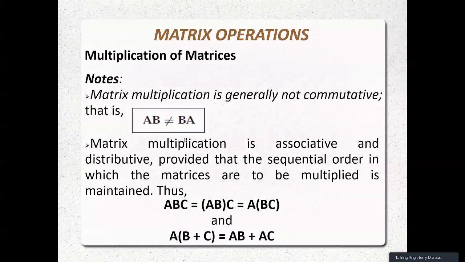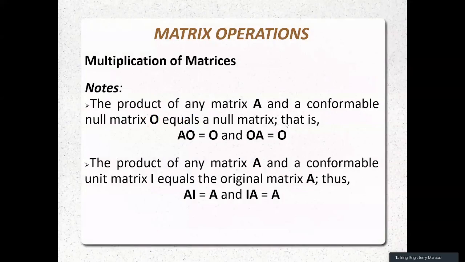Now, if we have a matrix A and you multiply that by a null matrix, the null matrix is one where all elements are zeros. So if you multiply a matrix by a null matrix, the result is always a null matrix. It is like matrix A multiplied by 0, the null matrix, and it becomes 0, just in matrix form. The result is 0.